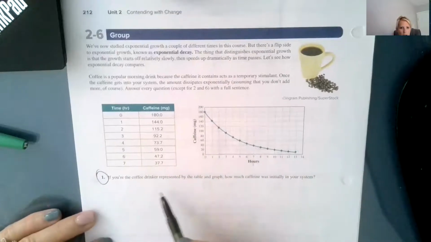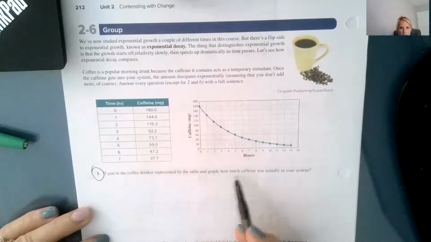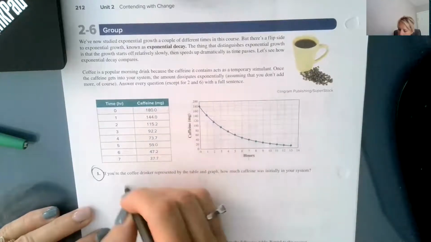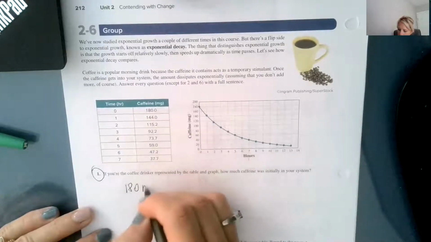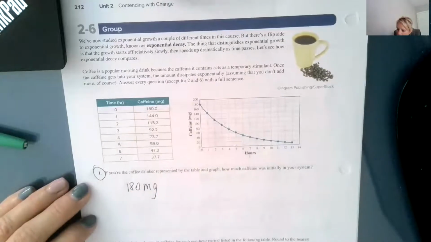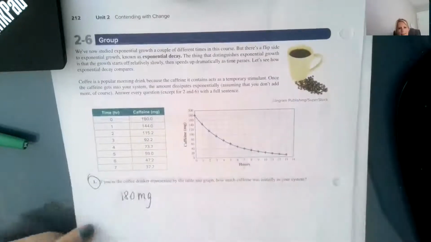So it says, if you're the coffee drinker represented by the table and graph, how much caffeine was initially in your system? And that was 180 milligrams. Oh, no, this is not your lesson check question. Sorry, we already had a lesson check question from 2 to 6.